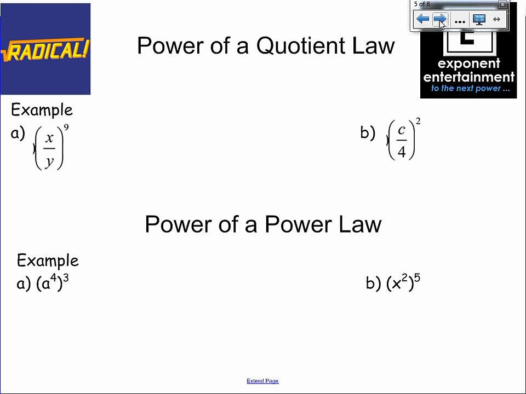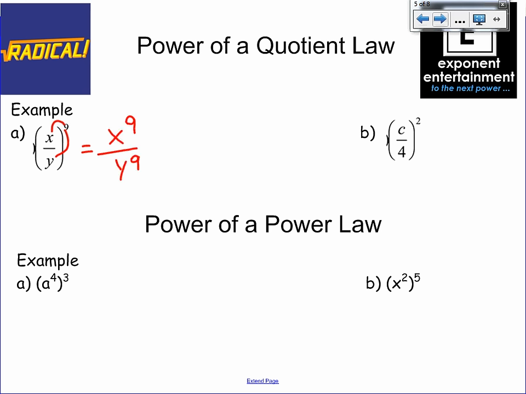We move on to our 5th law, which is power of a quotient law. This works the exact same way as power of a product law in that an exponent can come inside the brackets to all of the items in the base that are being divided. So this would simplify to be x to the power of 9 divided by y to the power of 9.